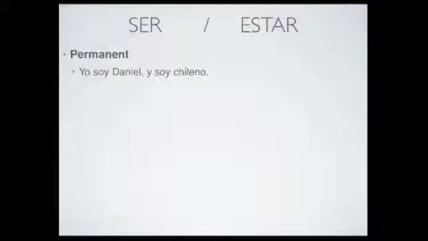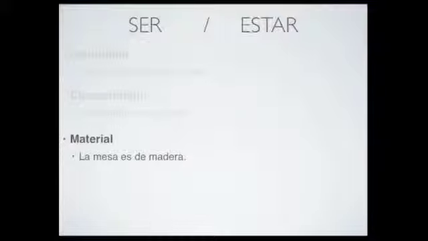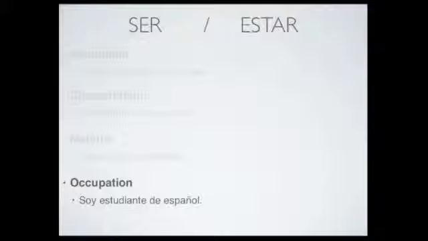We also use ser when we talk about something characteristic of a person. For example, mi hermano es muy alto. Also, when we talk about materials, la mesa es de madera. And we also use ser when we talk about an occupation. For example, soy estudiante de español.